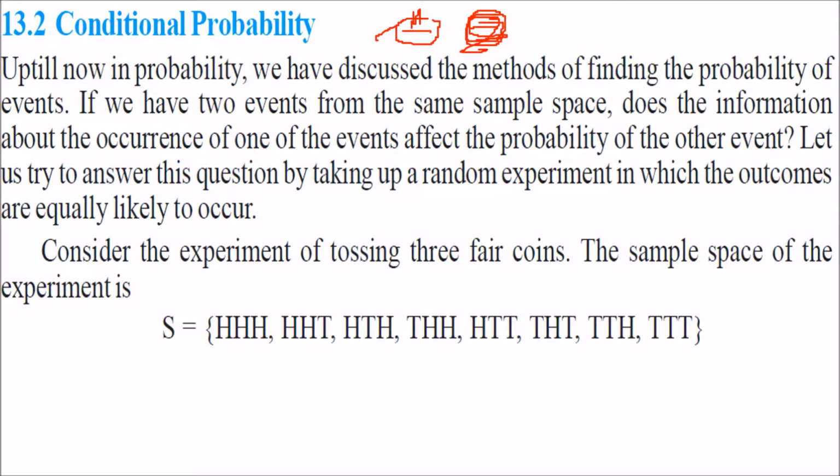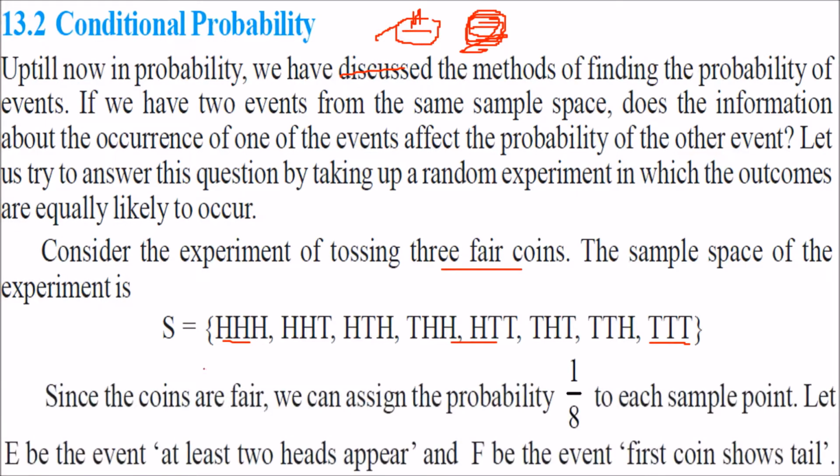Just consider an example: tossing 3 fair coins. If we have 3 fair coins, head and tail can come. All heads may come, all tails may come, or something in between. The coins are fair, so there are 8 outcomes, and any of these can come with probability 1 by 8. The favorable case is 1 for each of them, and 8 is the total, right?